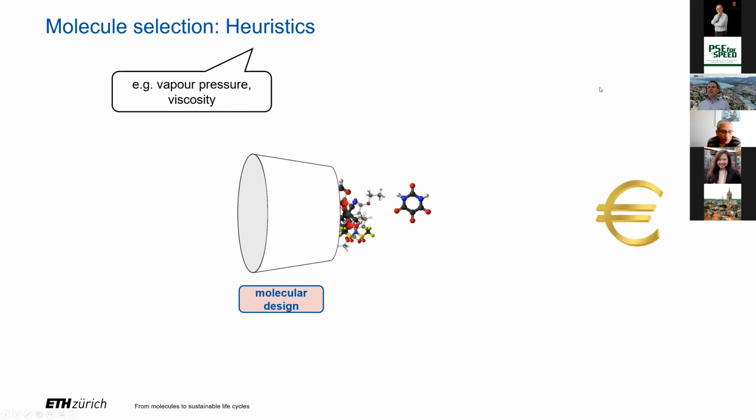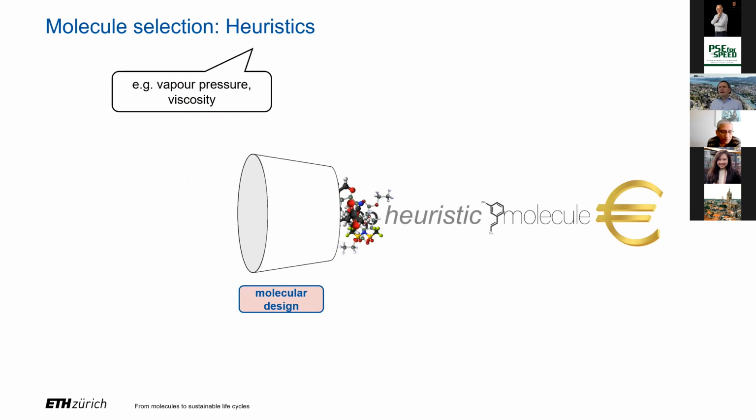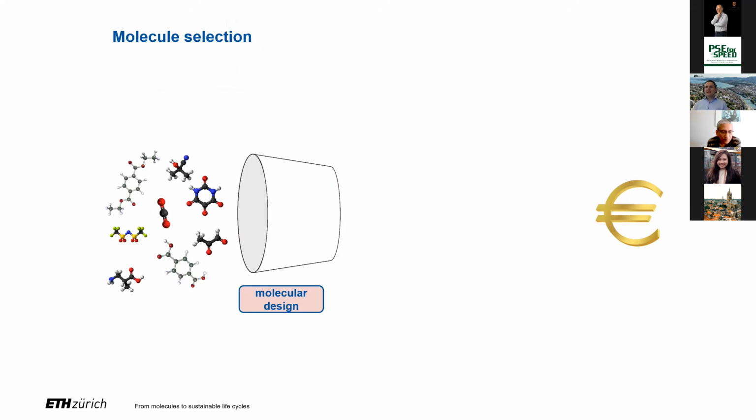In other words, I only end up with a heuristically optimal molecule, and it might be good, but it might also be bad. I can extend this, I get closer to the target of really finding the top molecule, if I do not only consider the heuristics for physical properties, as I've been showing to you, but we link this molecular selection or design directly to process design.